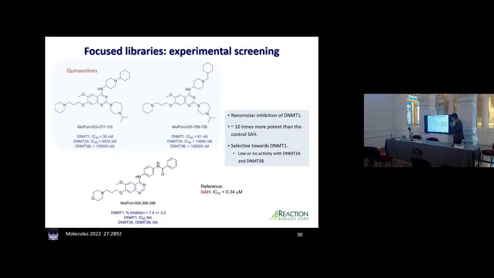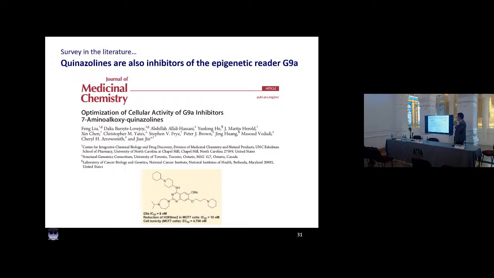Also, the two compounds show selectivity: they did not inhibit DNMT3B and inhibited DNMT3A, but much, much more weakly. And as you can recall, the inhibition of the GlaxoSmithKline compound is about 30 nanomolar, so this is comparable, with a different chemical scaffold. Now, looking in the literature, these quinazolines have also been reported to have very potent inhibition, an IC50 of 6 nanomolar, against another epigenetic target, G9A. So these compounds are becoming promising as dual inhibitors of DNMT1 and G9A.